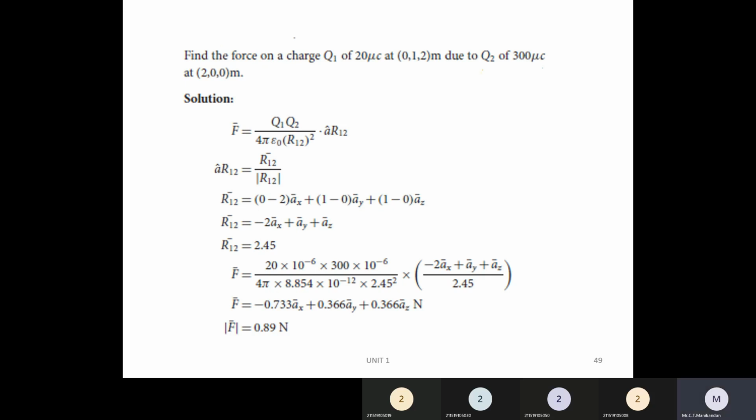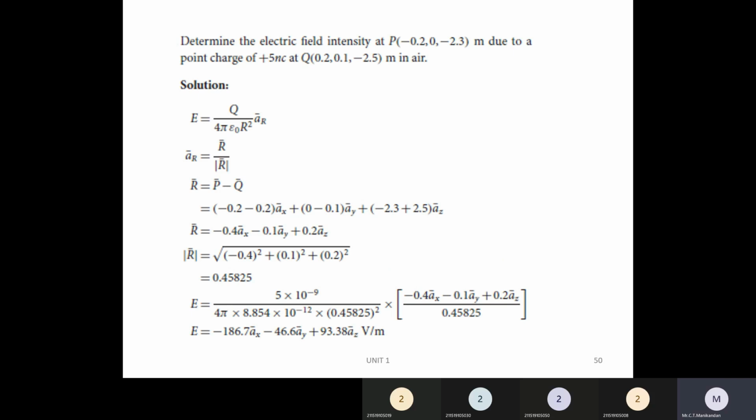Some of the students will be searching for another charge, for the electric field also. There you will not get another charge. So E equals Q by 4 pi epsilon naught R square into AR vector.